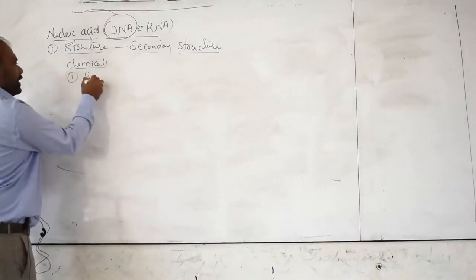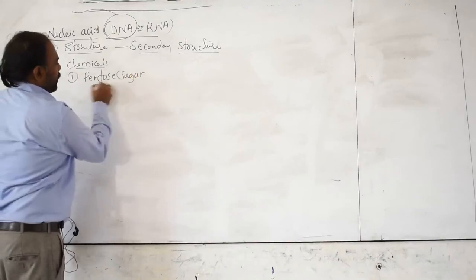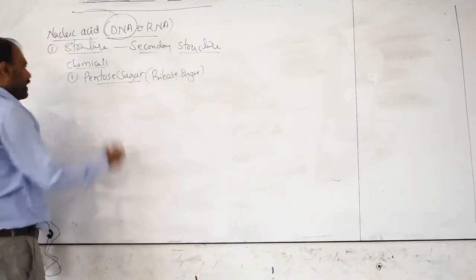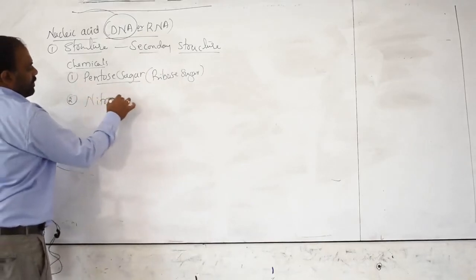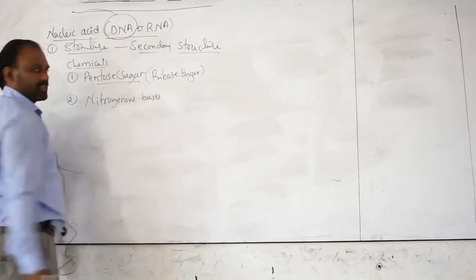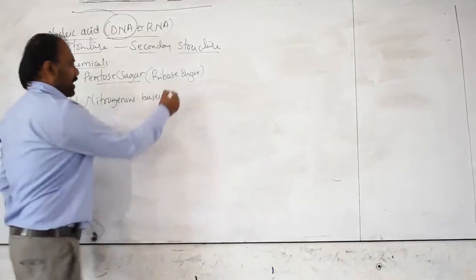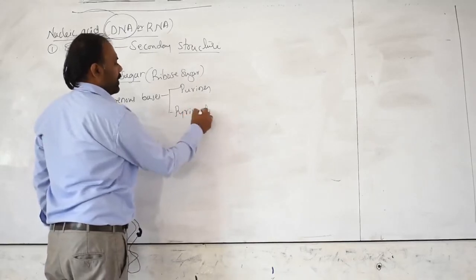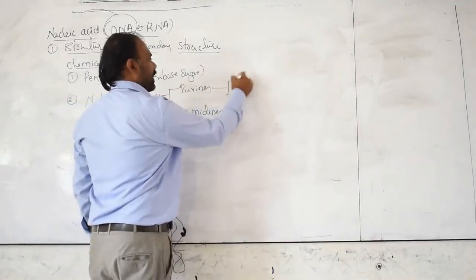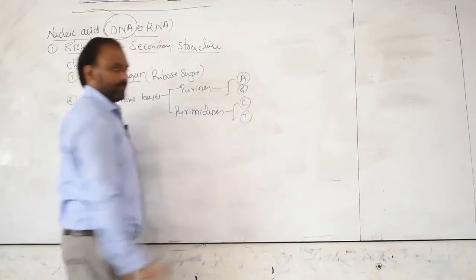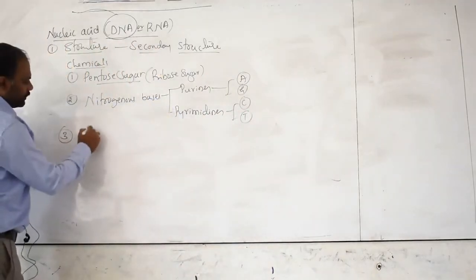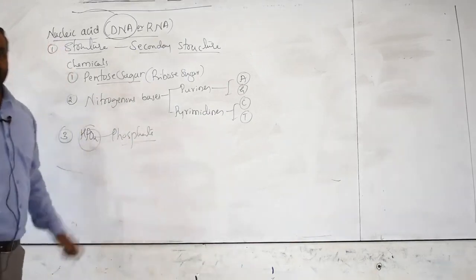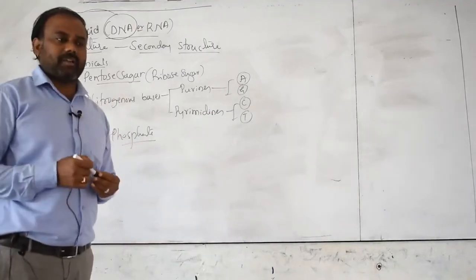One is, I told you, pentose sugar, yes or no, simply called ribose sugar. Second one is nitrogenous bases. Those nitrogenous bases are purines and pyrimidines. Purines are of two types, adenine and guanine; pyrimidines are cytosine and thymine. I told you. And third one is HPO4, that is phosphate. Actually, that is phosphoric acid, it is in the form of phosphate. So these three important chemicals are always present in the DNA.